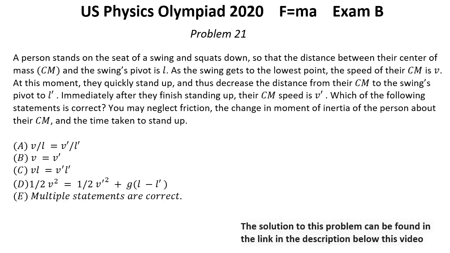The angular momentum about the pivot is m v L while squatting, and m v prime L prime after they stand up. The linear momentum is not conserved because the internal forces in the swing give the person an impulse as they stand up. And due to angular momentum conservation, we have this relation, and from here the correct answer is C. vL equals v prime L prime. That was the solution for problem number 21.